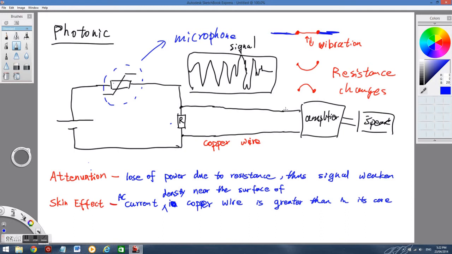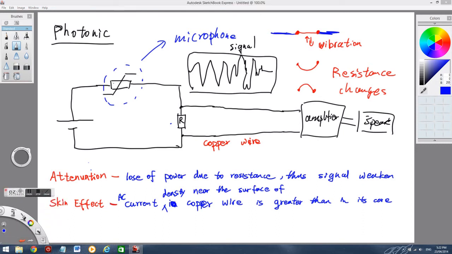Of course, the scientists in the early 20th century did a lot of things to minimize those effects, and they were quite successful. But then we found a better way to transmit signals over long distance by using optical fiber. Now let me explain what optical fiber is.